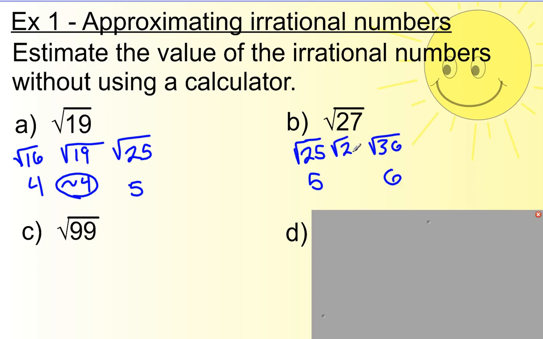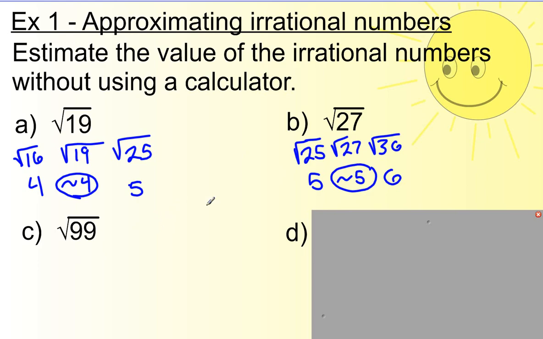So this square root of 27 is definitely much closer to the square root of 25. It's only 2 numbers away here, where that's like 9 numbers away. So I'm going to say this square root of 27 is about 5. It's approximately 5. It's close to 5. We're just estimating. We're not trying to get exact. But using those perfect squares can get you close.